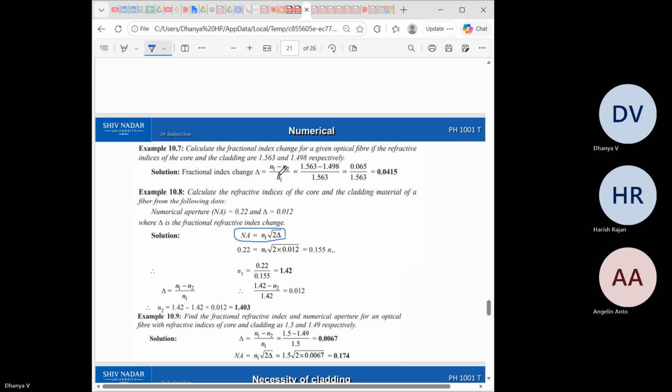So here they've given you the refractive index change. They've given numerical aperture. So if you need to find the refractive index of your core, then you use this formula and you find it. And if you need to find the refractive index of your cladding, then you again substitute back in this formula, which initially gave you the refractive index change, your delta. So N1 minus N2 by N1. So you get your N2 there because you know your N1 from this formula.